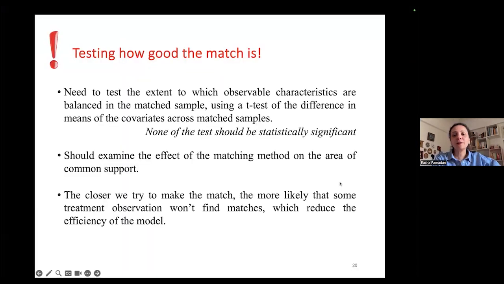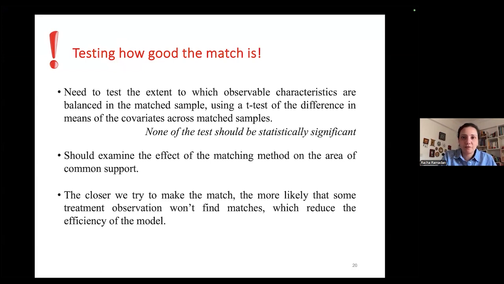The closer we try to make the match, the more likely that some treatment observation will not find matches. As I said, it will be very difficult, even only among us, to find a match to Russia based on age, gender, education, work experience, marital status, geographical location, parents' education, all these characteristics. It will be very difficult to find someone with exactly these characteristics.